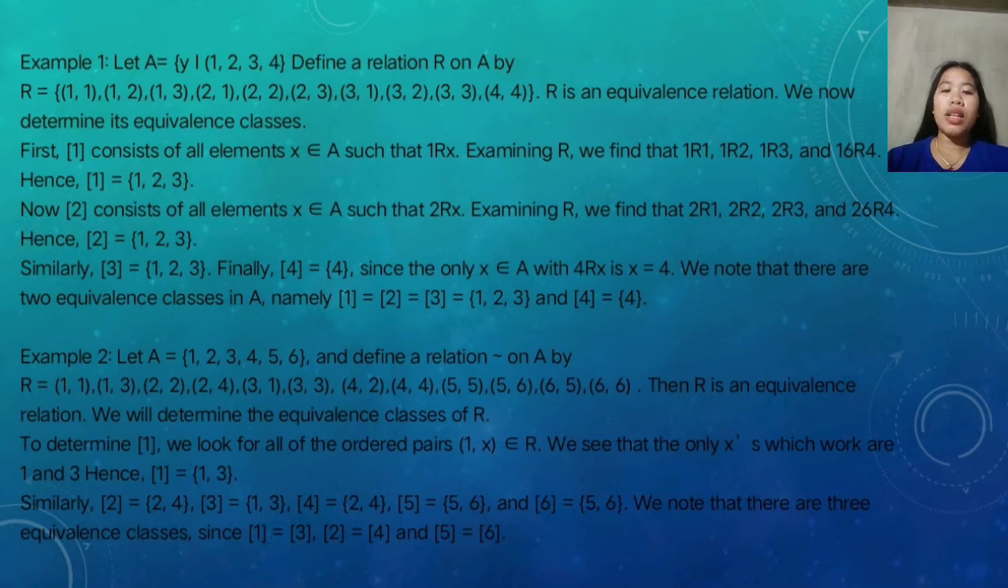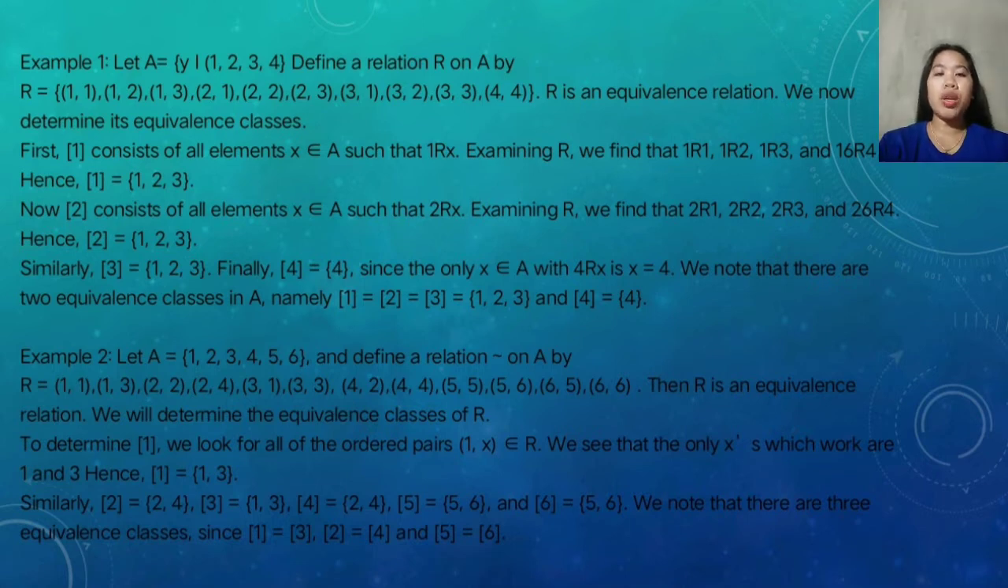We note that there are two equivalence classes in set A, namely [1] = [2] = [3] = {1, 2, 3}, and [4] = {4}.